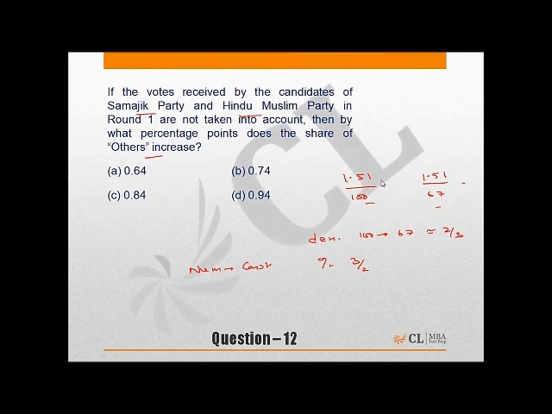So originally it was 1.51 upon 100, which was about 1.5%. Okay. And now it should become 3/2 into 1.5, because the denominator has become 2/3, the numerator should become 3/2, or the percentage should become 3/2 times. So this should be equal to approximately 2.25%. So the increase is approximately 0.75, and among the choices 0.74.